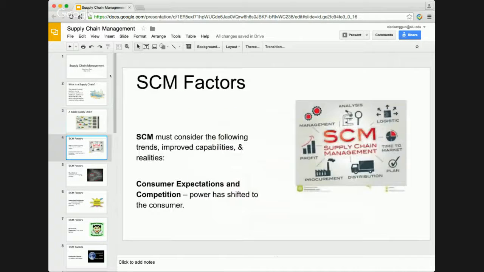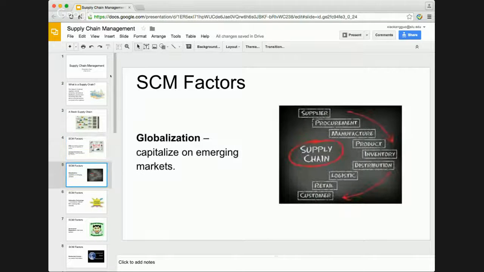And next, I'm going to talk about supply chain management factors. Supply chain management must consider the following: improve capabilities and realities. The first one, customers' expectations and competition. The power has shifted to the customers.